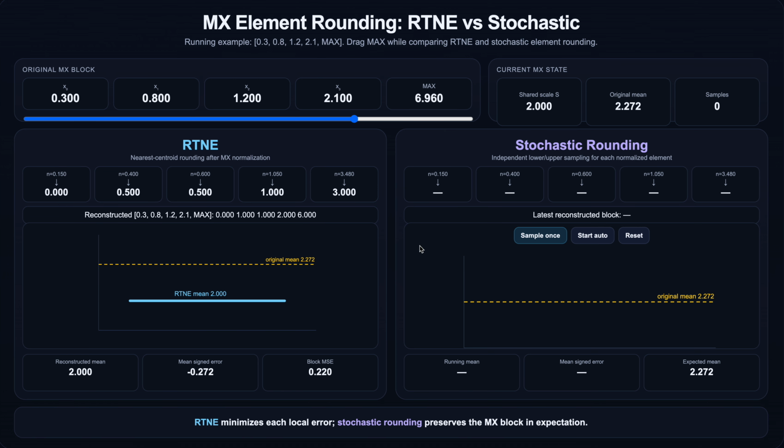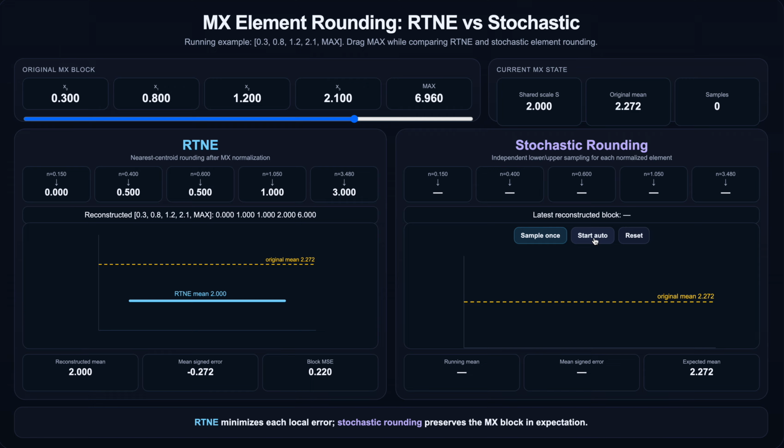Okay. Now, in stochastic rounding, you will be sampling this again and again. And when you run this experiment many times, you will see that over time, as more samples get accumulated, you will arrive towards the mean 2.272. Whereas in RTNE, your mean never changes because no matter how many times you do it, it's a fixed algorithm. Whereas there is a probabilistic approach in stochastic rounding. So eventually, with more samples, you will arrive at the 2.272 mean.